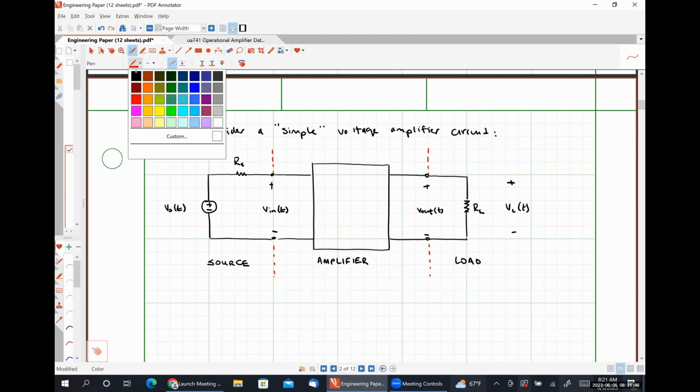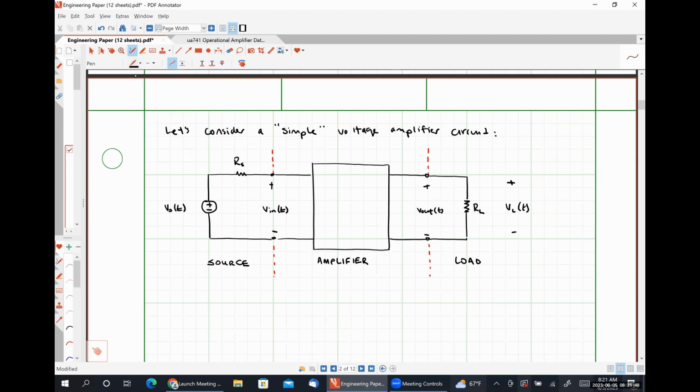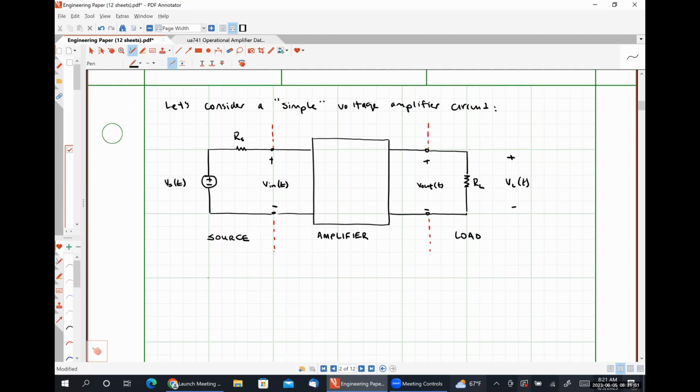The ideal behavior of this circuit is that our voltage VL of t will be a scaled version of our source signal Vs of t, right? So ideally, we want the amplifier to apply some amount of gain to the input signal, send all of that to the output signal so that our load is driven in the most efficient way, okay?